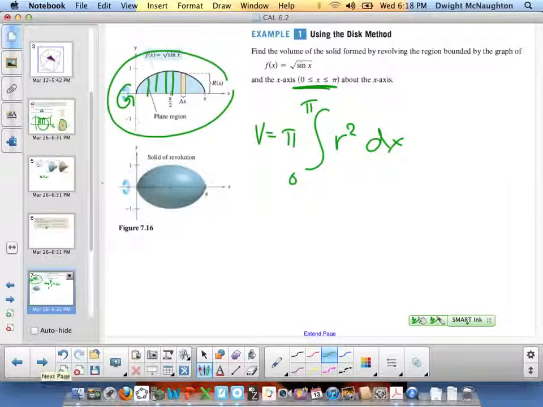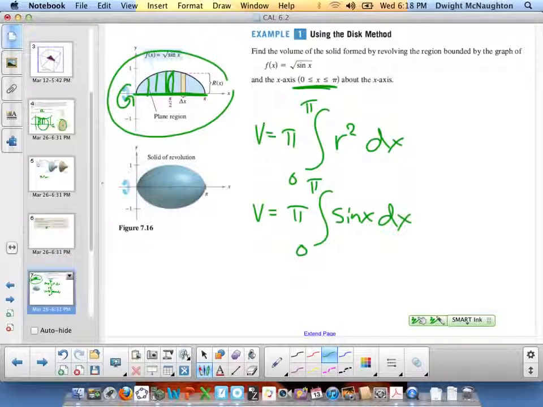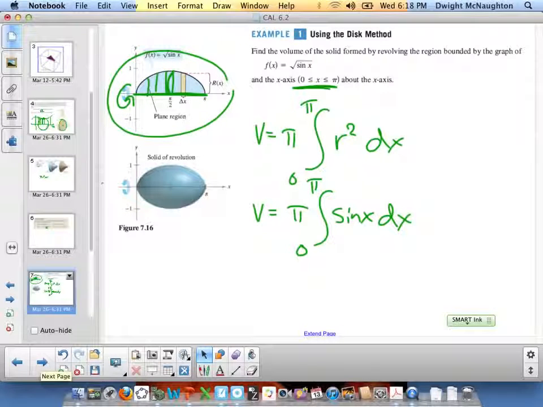Now our radius goes from the axis of rotation, which is 0, up to the function, which is the square root of sine. So radius squared will be the square root of sine squared, which is sine of x dx, all multiplied by pi. Now that is certainly something that you could integrate by hand, but I want to show you how to do it in the calculator. Why don't you pause the video, try it by hand, and we'll check it in the calculator.